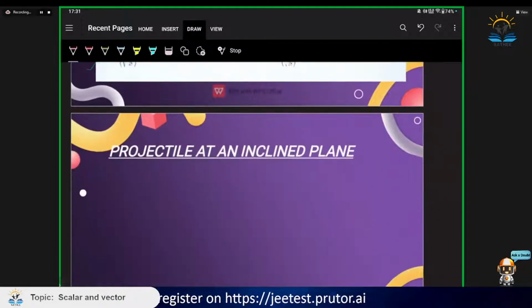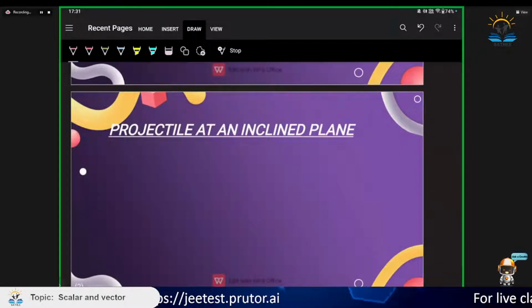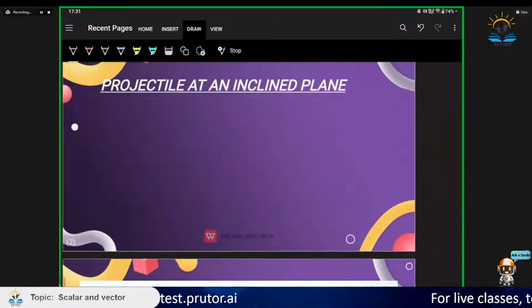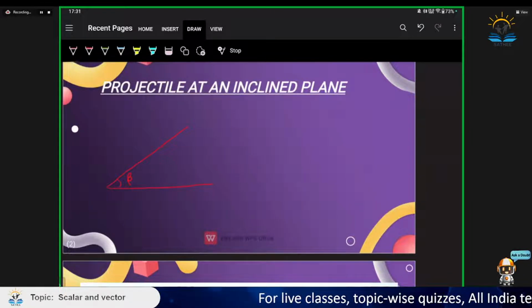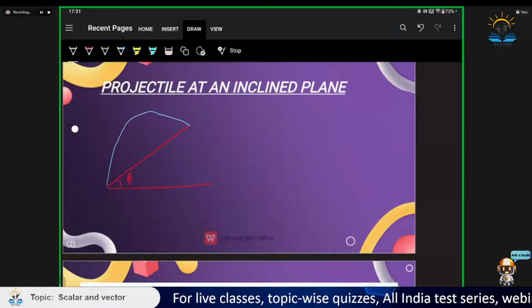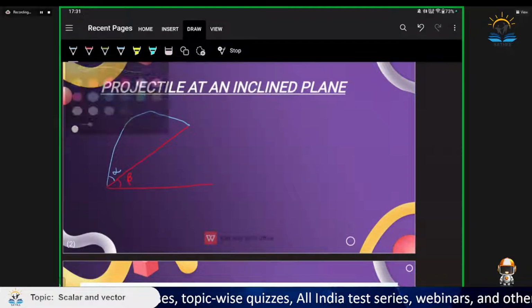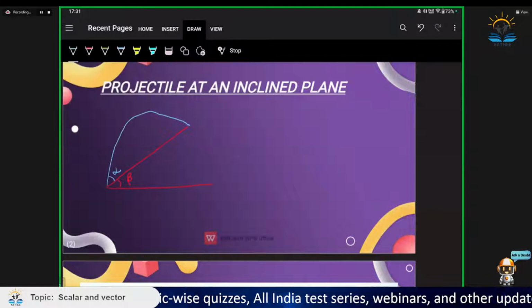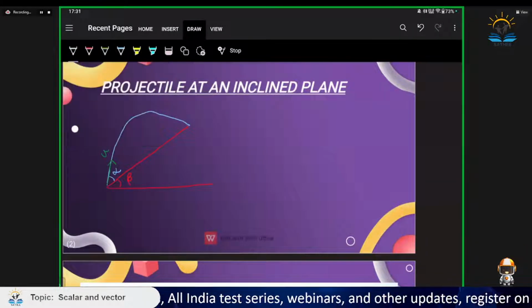Okay. Next, projectile on an inclined plane. For projectile on an inclined plane, again we have to learn the equations by heart. If beta is the angle of inclination, and alpha is the angle at which the projectile is projected, and the initial speed of the projectile is u, then you have to learn two equations by heart.